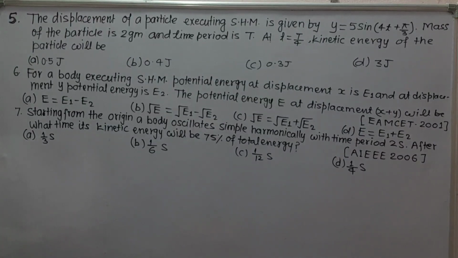Next question number 5. The displacement of a particle executing simple harmonic motion is given by y = 5 sin(4t + pi/3). The mass of the particle is 2 gram and the time period is T. At small t equal to capital T/4, the kinetic energy of the particle will be. Now solution to question 5.